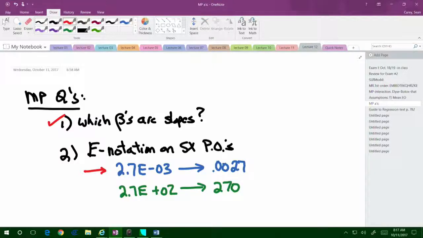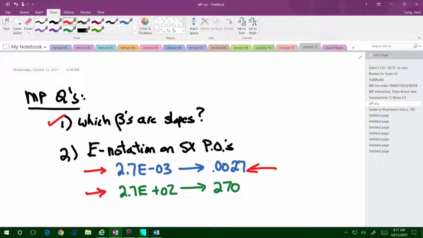In other words, make the number smaller. The other case, the positive sign, tells you to move it to the right, make the number bigger. And then the number that follows the plus or the minus tells you how many digits to move it. So for example, on the one in blue, 2.7e minus 03 says move the decimal 3 places to the left. When you do that, you get that small number 0.0027.